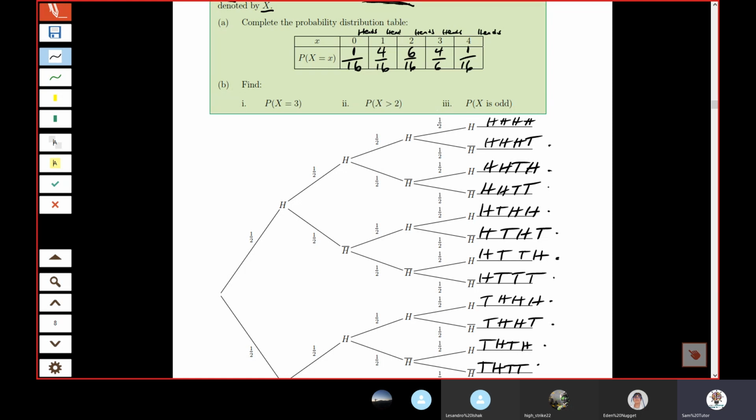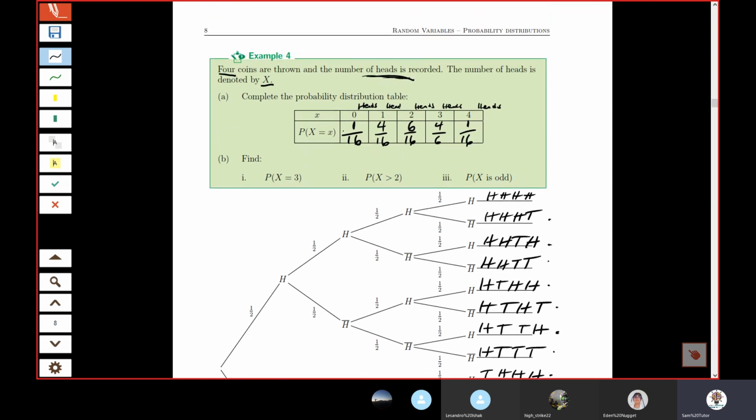All right, any questions at this stage? You understand how to complete this table? Because that's definitely going to be in your exam. Yeah, that's so far. Beautiful.